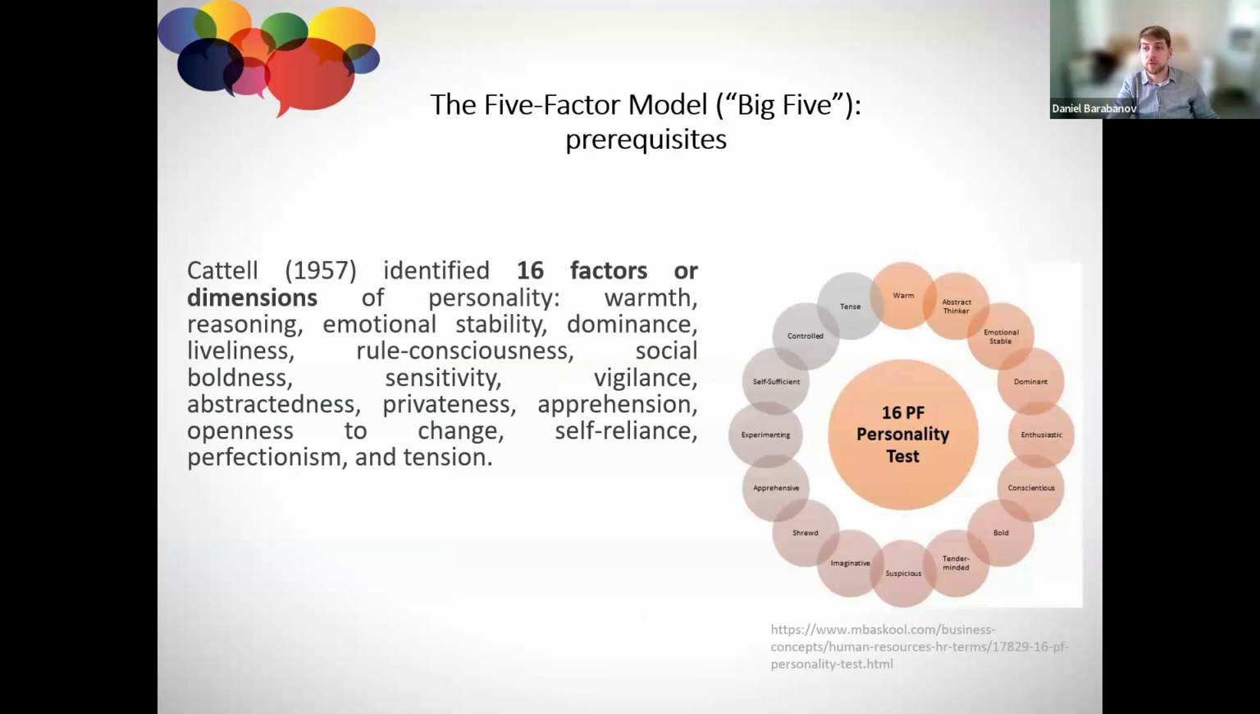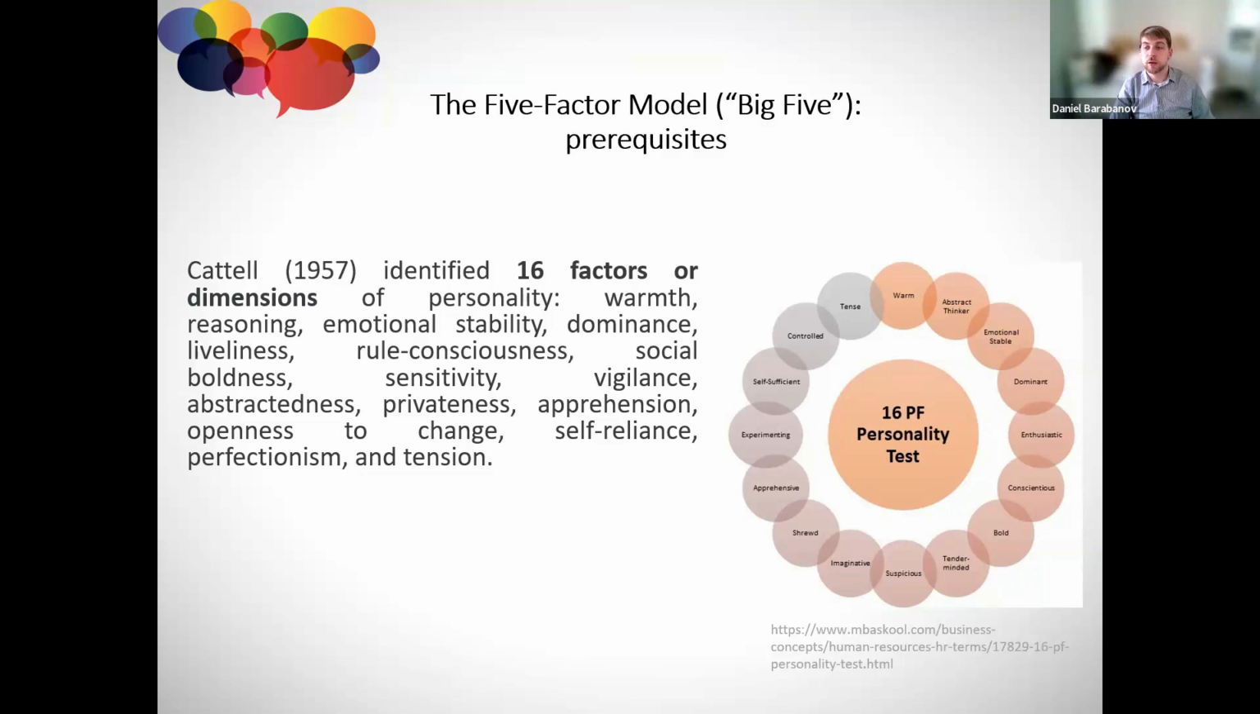So in 1957, when computers were already much better, he could calculate data and factor analysis much better. And basically, he narrowed down these 4,500 personality traits into 16 factors, which was already quite a manageable number, or dimensions of personality, such as warmth, reasoning, emotional stability, dominance, liveliness, rule consciousness, social boldness, sensitivity, vigilance, abstractedness, privateness, apprehension, openness to change, self-reliance, perfectionism, and tension.